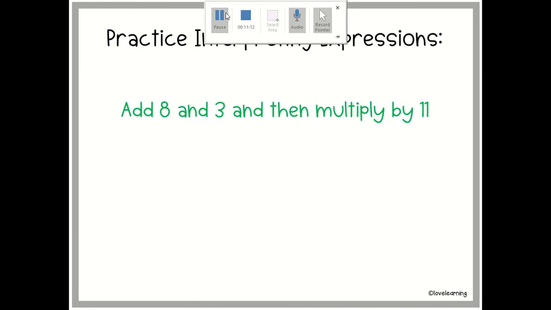So now that we've looked at the written expressions for each operation individually, let's see what we would do if we had multiple operations within a written expression. This is where we'll talk about adding parentheses when needed.